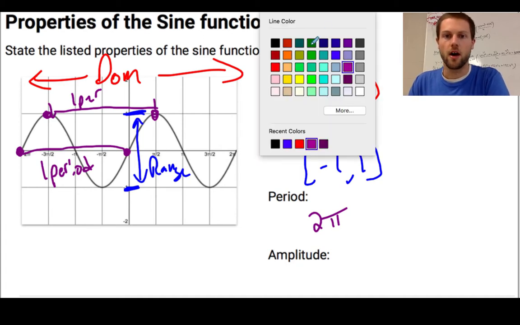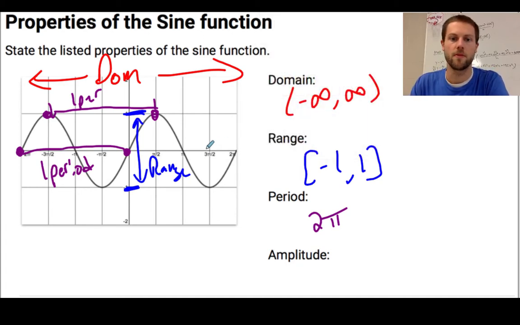And then finally, let's take a look at the amplitude. That is the distance from the middle of my graph to the highest point. And it looks like in this graph, I go from 0 to 1. So my amplitude is equal to just 1 unit in this graph. So up next, we're going to actually do some stuff with this graph, but it's a good start. And now you know the parent sine function.